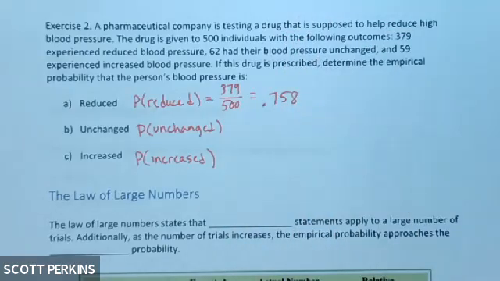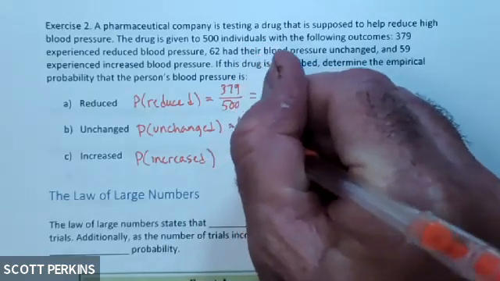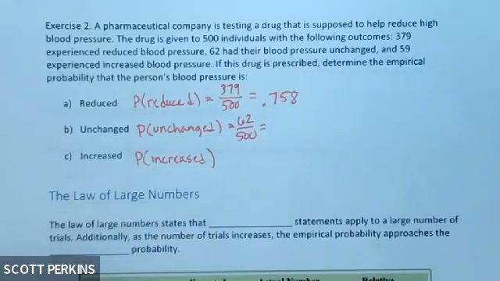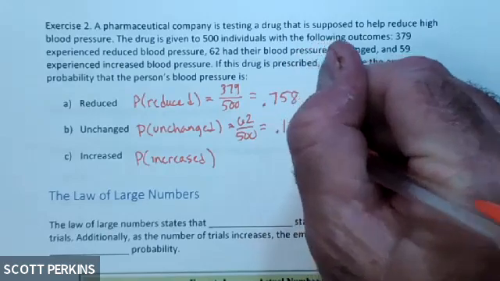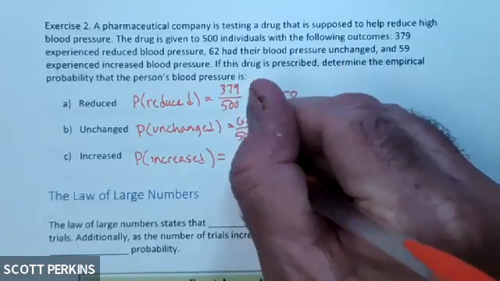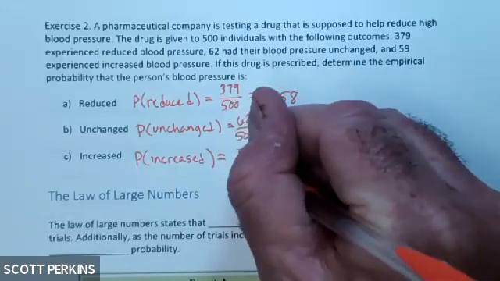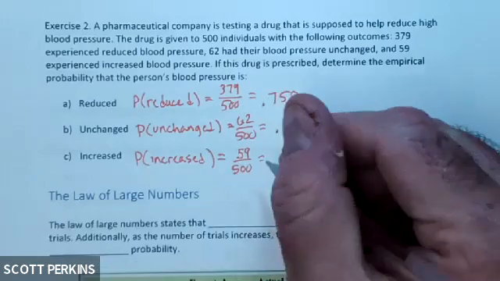The next one, how many people experienced unchanged? Yep, that is great. 62 out of that 500, and 62 divided by 500 is going to give you 0.124. And then last but not least, the number of people that it did not work for and actually got increased blood pressure is 59 out of 500. And that turns out to be 0.118.